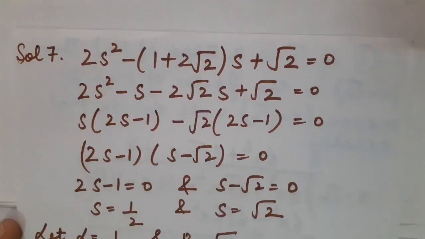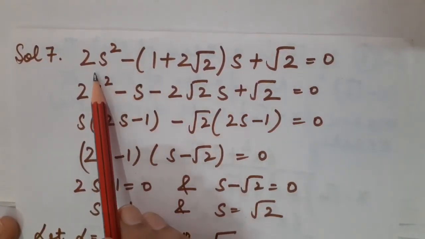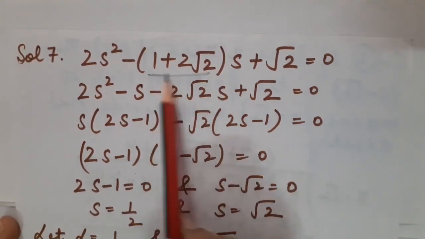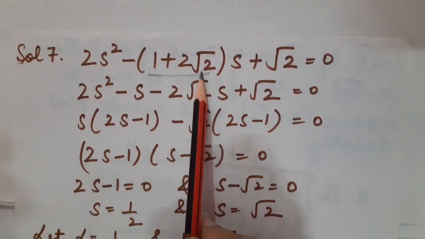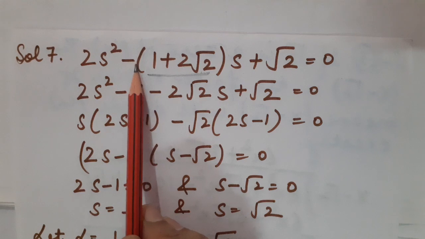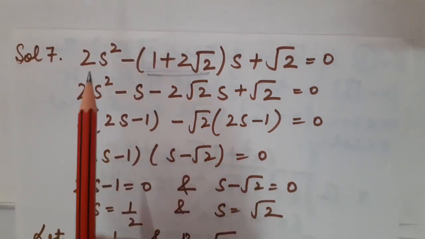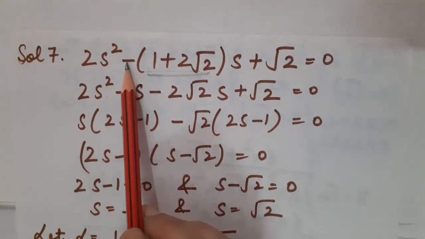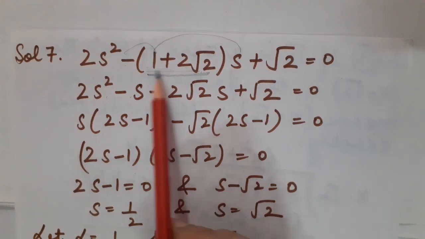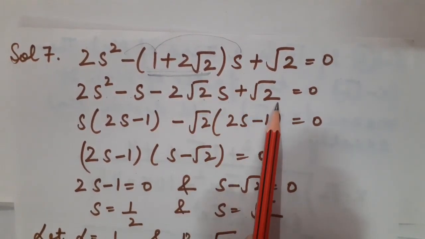Clear, children? So how to solve this question? Always keep one thing in your mind. Whenever you will be having the term in the middle given in the bracket like this, it means it is already in the factorized form. How? You are just going to multiply this complete term by minus 1 because minus is sitting outside. Fine. So it would be 2s square minus s. Here, from here I am multiplying by s, and from here I am multiplying by minus 1. So this would be minus 2 root 2s plus root 2.